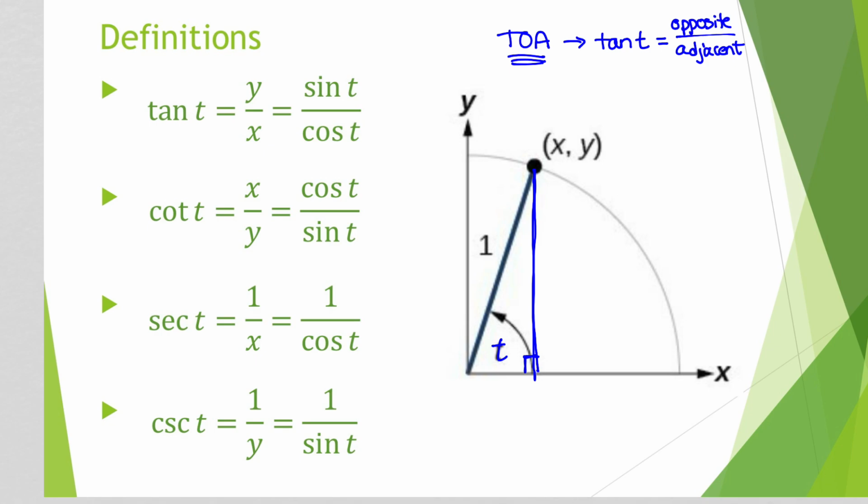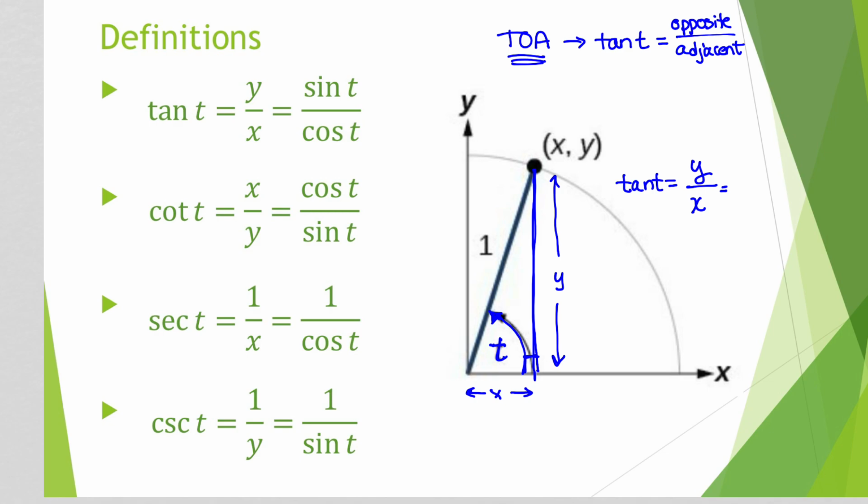Opposite over adjacent. Looking on our triangle, remember the length on the bottom of that right triangle is x. The length up the side is y. And so if I want to look in reference to that angle right here, T, I want to take the tangent of T. I'm going to look at my opposite side, which is y, divided by my adjacent side, which is x.